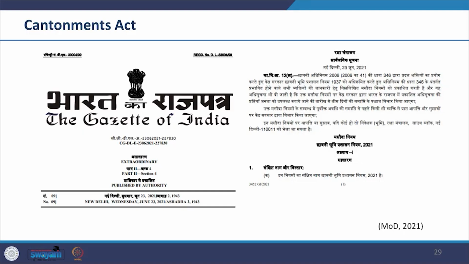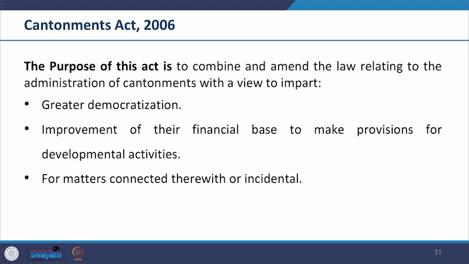The Ministry of Defence on June 23rd, 2021 has issued the Draft Cantonment Land Administration Rules 2021. There is also the Cantonment Bill 2020. For the purpose of review of the act and also to understand the implications and look at the various definitions, we will look at the 2006 Cantonment Act. The purpose of this act is to consolidate and amend the law relating to administration of cantonments with a view to impart, so what is the intention?